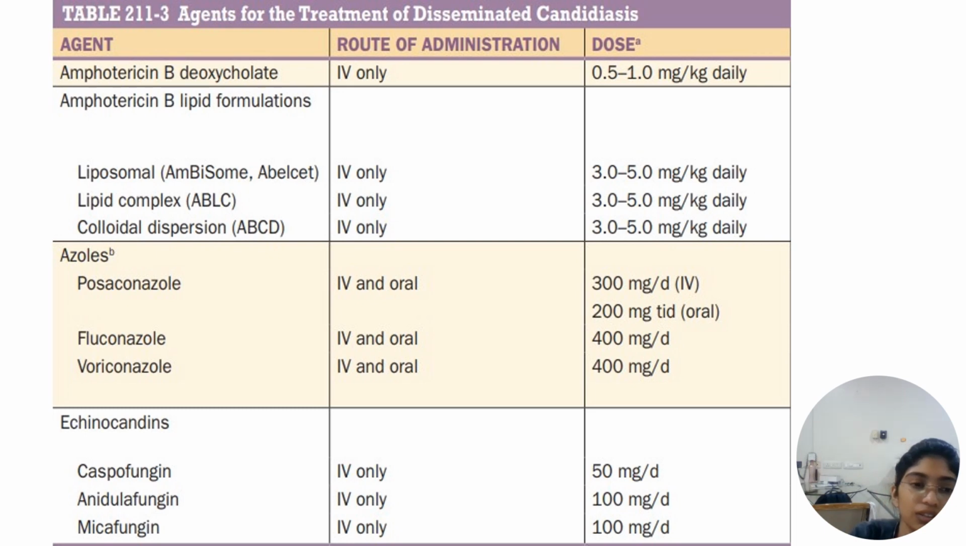So these are the drugs used for the treatment of disseminated candidiasis. Amphotericin B deoxycholate is 0.5 to 1 mg per kg per day. Liposomal amphotericin B is 3 to 5 mg per kg per day. Azoles, fluconazole, voriconazole are 400 mg per day. Posaconazole, if given orally, is 200 mg TID. If given IV, 300 mg per day. Echinocandins, caspofungin is 50 mg per day. Anidulafungin, micafungin, 100 mg per day. Azoles are both IV and oral.